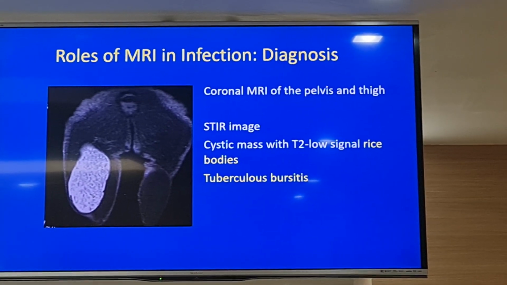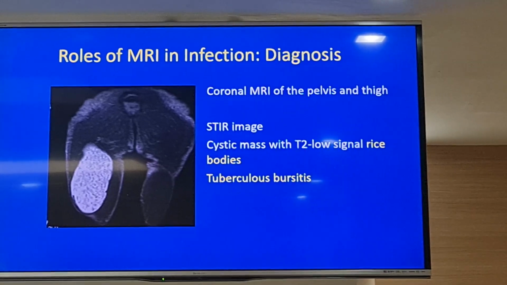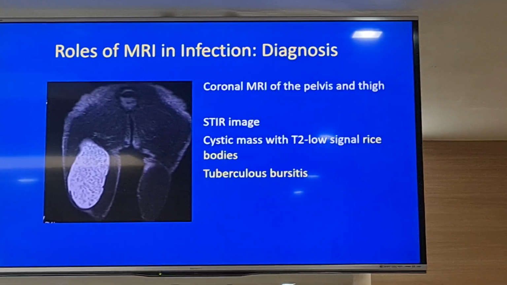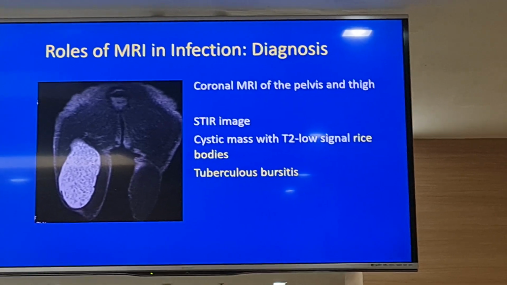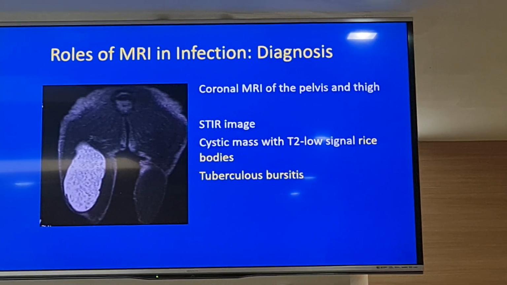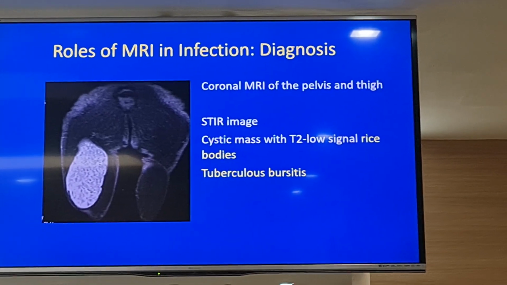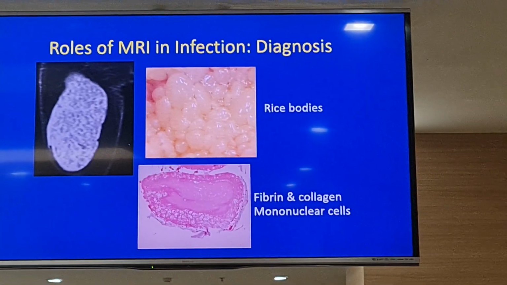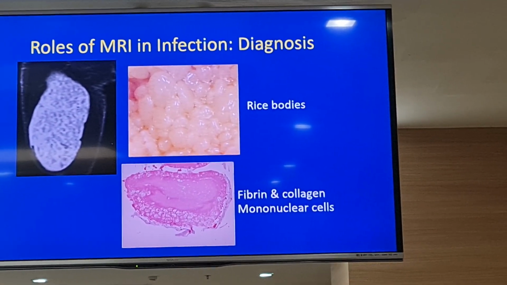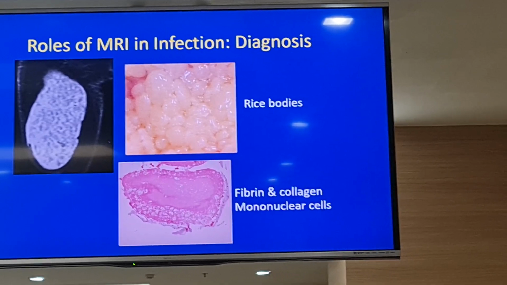Rice bodies have low signal intensity on T2 weighted images and look like grains of rice. In our region this reflects chronic disease, mostly tuberculosis, and we call this tuberculous bursitis. So this is how the rice body looks. You can see the grains of rice in a sac of fluid.